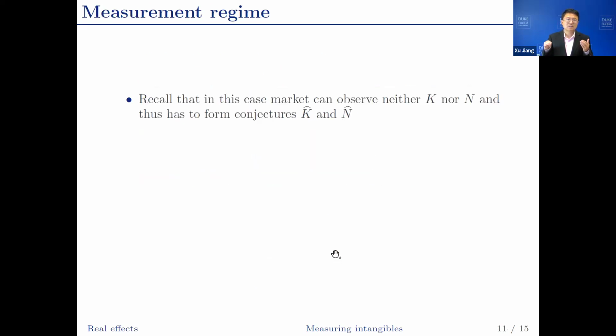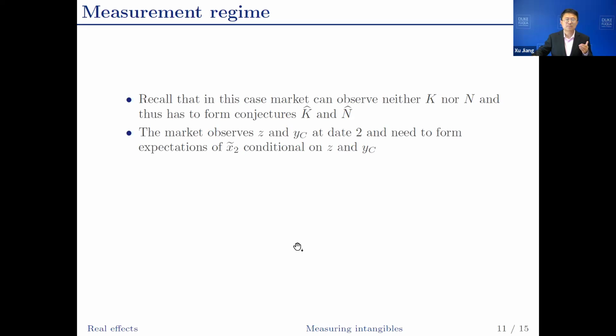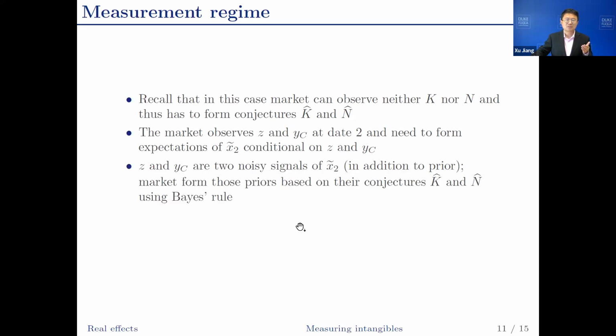Now let's look at the measurement regime. In the measurement regime, the market cannot observe K or N. The market has to form conjectures for both. And the market observes the cash flow and earnings at day 2, and they need to form an expectation of X2 conditional on the cash flow and earnings.